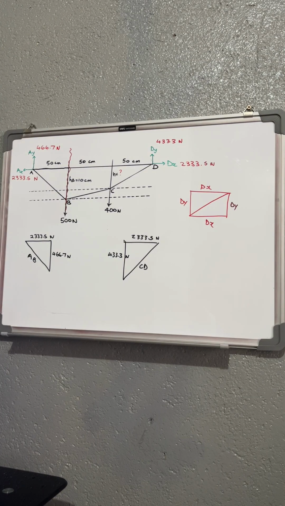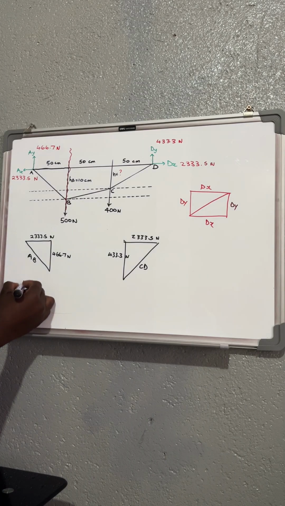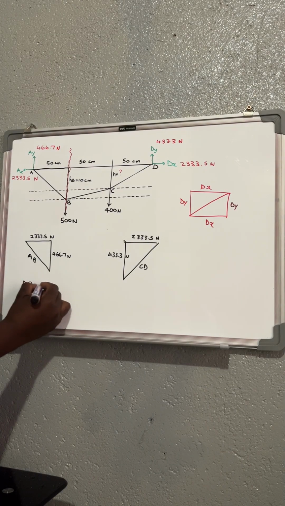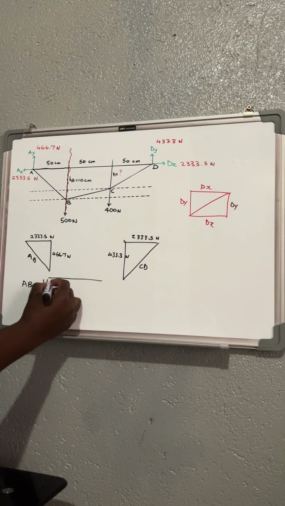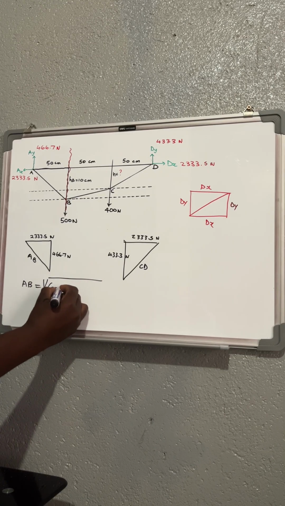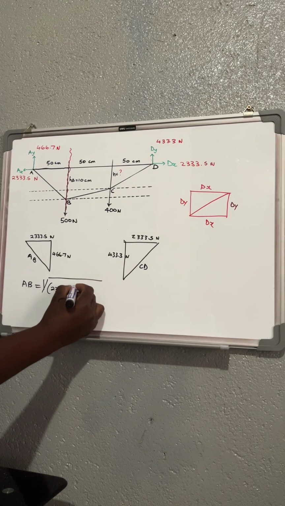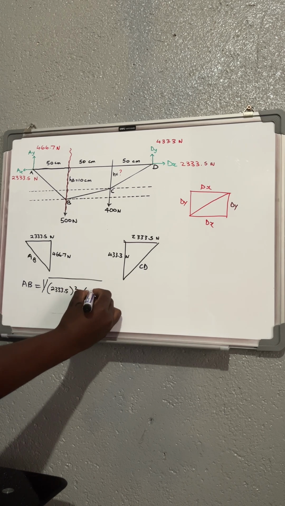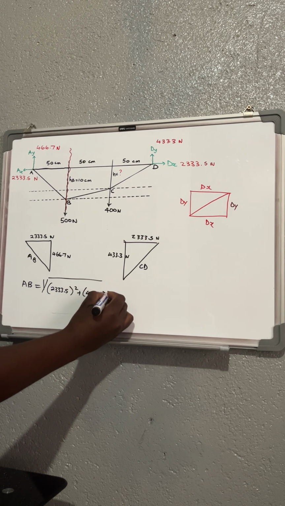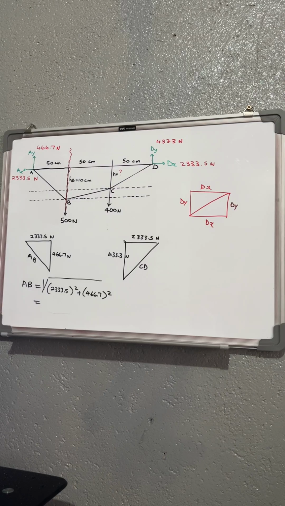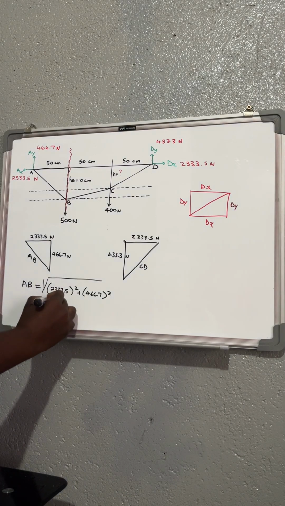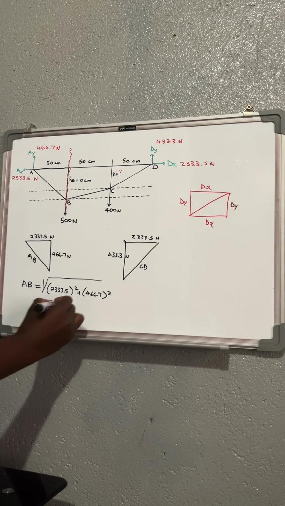So now what you have to calculate is your AB and your CD, and you can calculate this using your Pythagoras theorem. You will say your AB is the square root of 2333.5 all squared plus 466.7 all squared. Then your AB is going to give you how much? It's 2380.